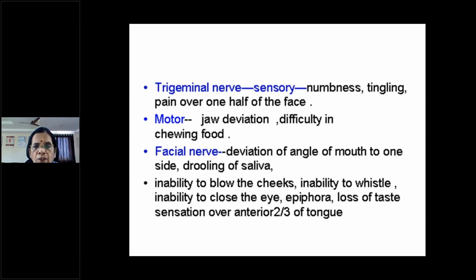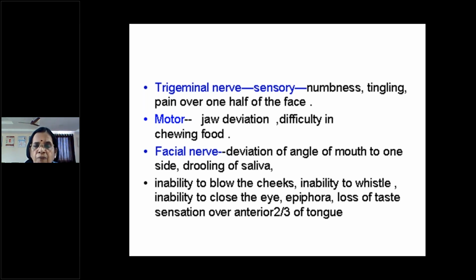In the upper motor type also, there may be inability to blow the cheeks, because the muscles of the cheeks are involved. Inability to close the eye means lagophthalmos. Lagophthalmos indicates a lower motor neuron type of lesion, where the patient cannot close the eye. You'll often confuse lagophthalmos with ptosis. Ptosis is inability to open the eye, and inability to close the eye means lagophthalmos, indicative of facial nerve involvement.